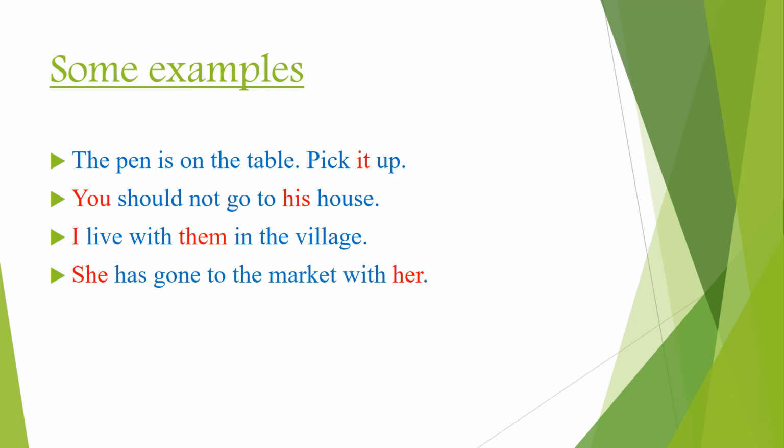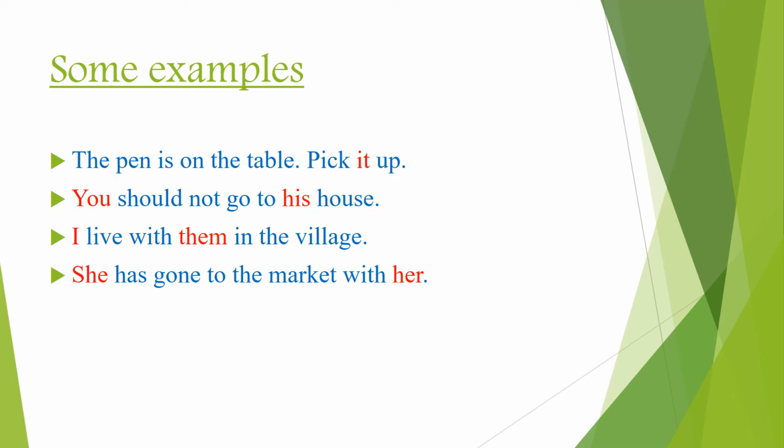Okay, sentence number 3: I live with them in the village. I am the first person pronoun. I'm talking about myself, so instead of using my name, I can use the pronoun I. I live with them. The word them is the third person pronoun. I live with them in the village. And the listener over here is you. The second person is listening to this.